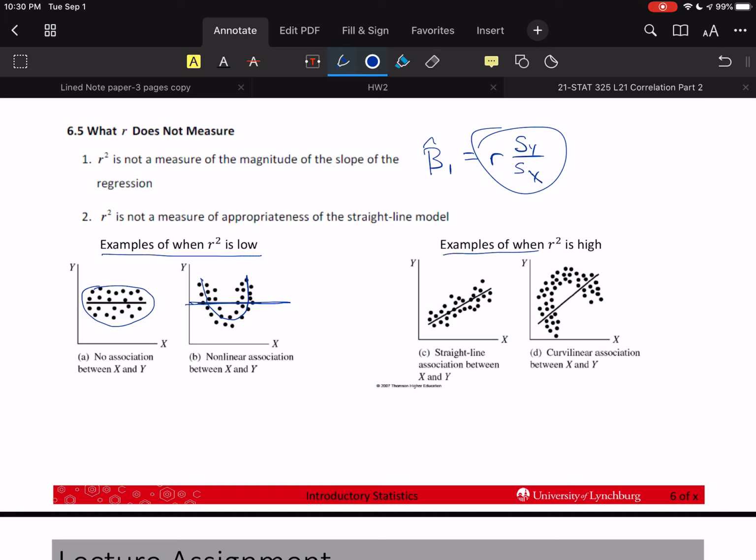Here's an example when r squared is high. So here, it's a nice linear association. Here, it's not. But because of the shape of this curved line, we get this nice high slope, and that tells us that we'd have a higher value of r, and we'd think that this is a better association, but it's really not a straight line at all.